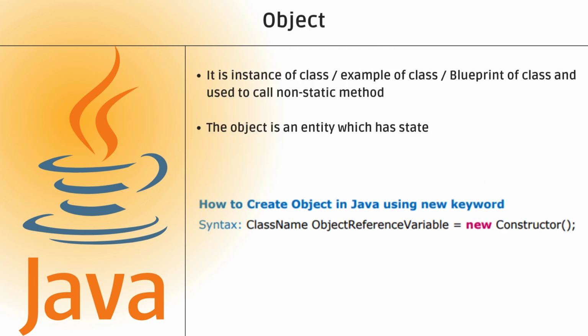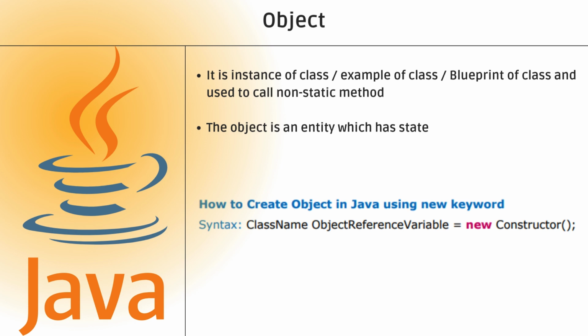So object is nothing but an instance of a class, or simply we can say it's a blueprint of a class. In the last video we have seen the meaning of class. A class is a collection of member functions, that is methods, variables, data types, printing statements; all these things come under the class. And an object is not different, it's an instance of a class, or we can say it's a blueprint of a class.